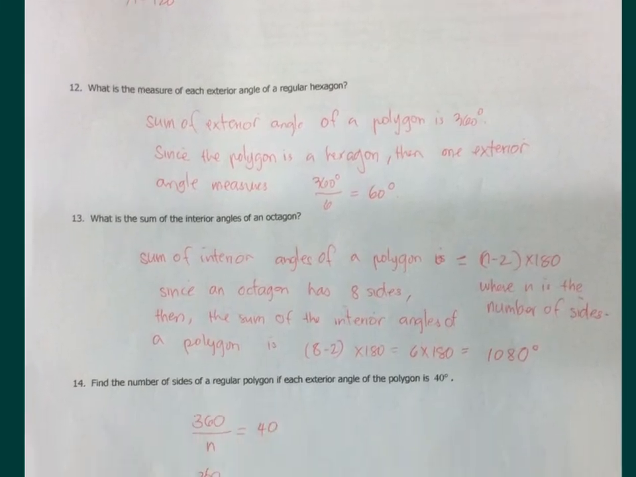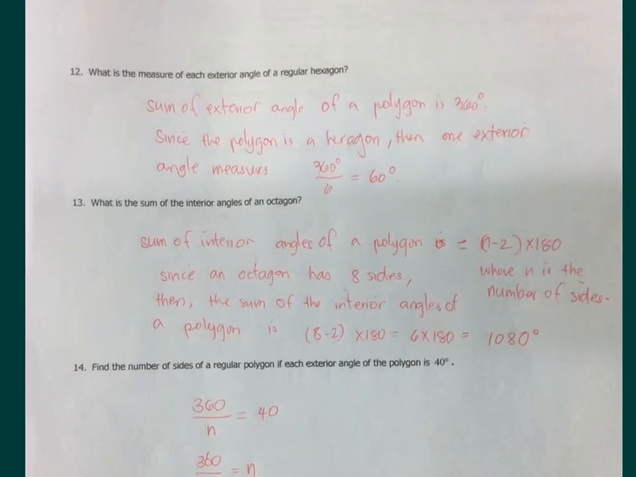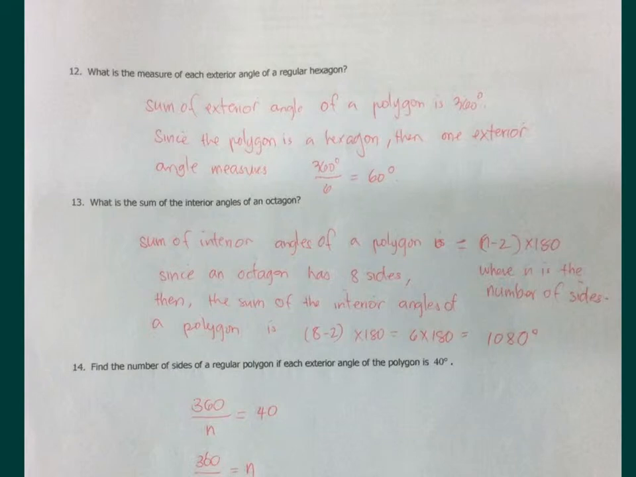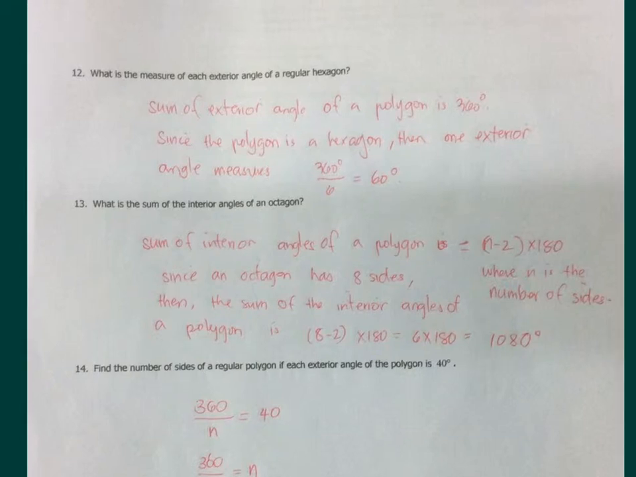Now in number 12, what is the measure of each exterior angle of a regular hexagon? Okay, the only thing that you need to know here is that the sum of the exterior angles of any polygon is fixed, and it's always 360. So if the given figure is a hexagon that has 6 sides, then the measure of one of the exterior angles is just the sum, which is 360 divided by the number of sides of the hexagon. And in this case, we have 6 sides for the hexagon. So 360 divided by 6, you get 60 for each exterior angle.